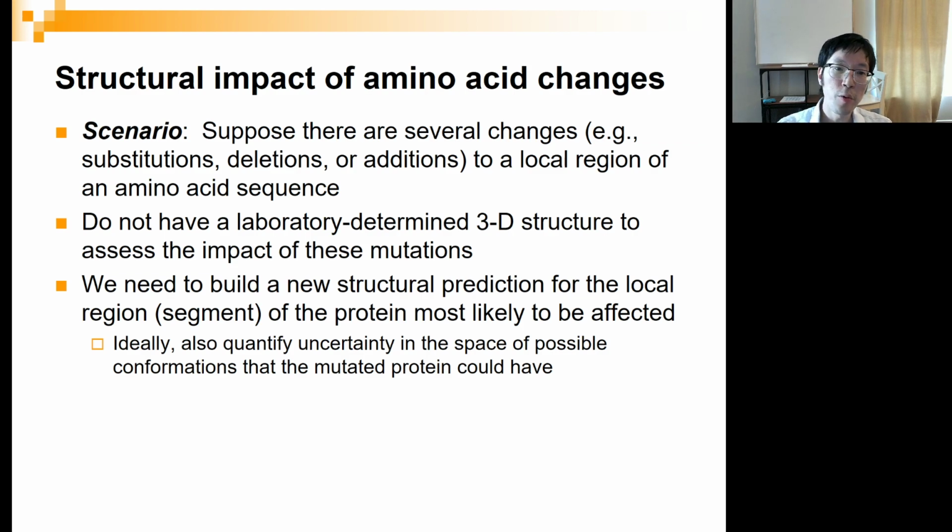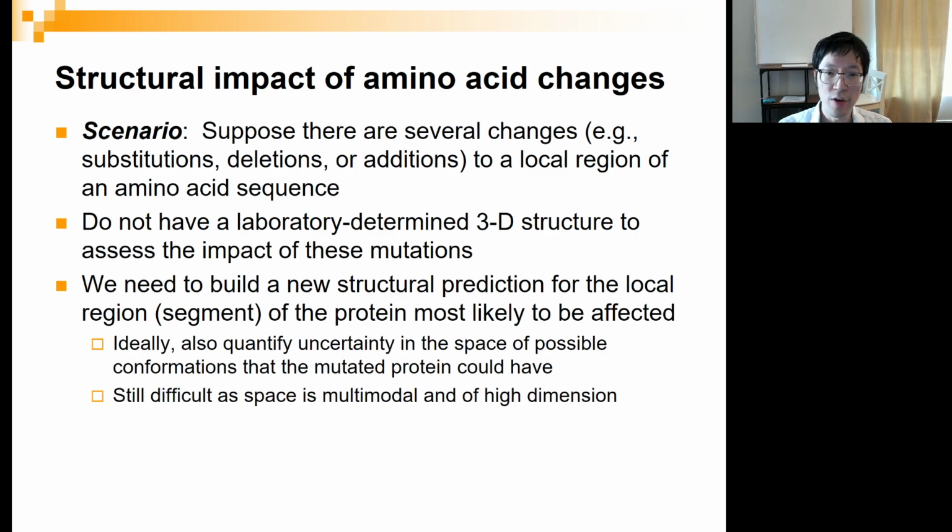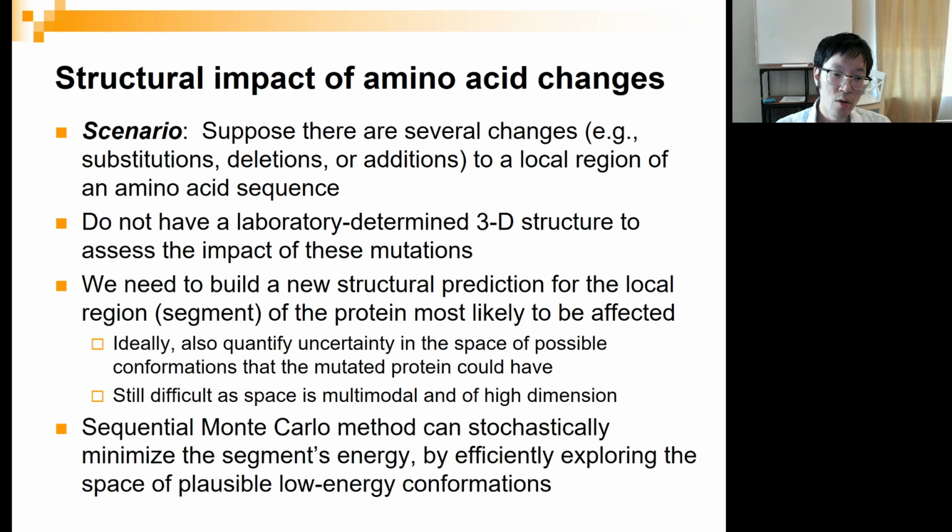And really what we want to do is quantify uncertainty in the space of possible conformations that the mutated portion of the protein could take after those changes. But it's still not particularly easy as a problem even on a local scale, because the three-dimensional space is still highly multimodal, and the dimensionality is quite large.